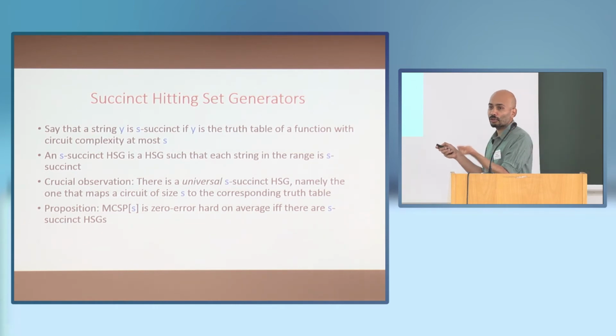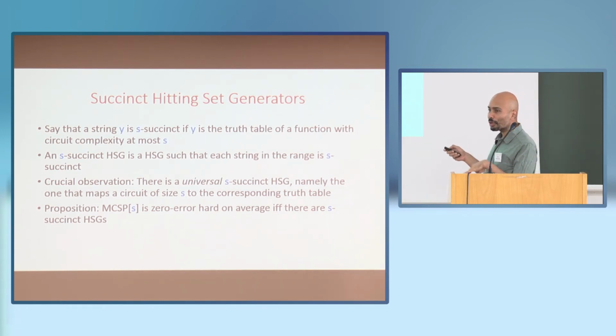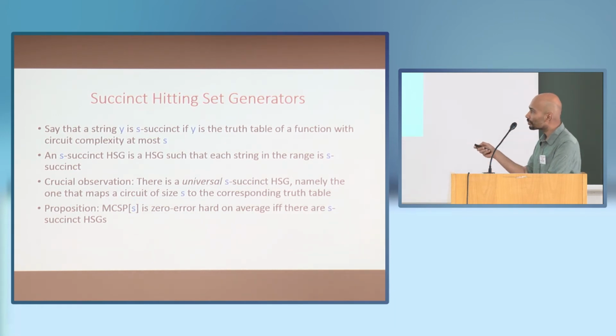That means you can compress it using circuits. There's a circuit of size S whose truth table is the string y. That's what a succinct string is. And an S-succinct HSG is just an HSG such that each string in the range is succinct. So now you don't really care about the seed length of the HSG so much. You just care that the range has succinct strings in it.